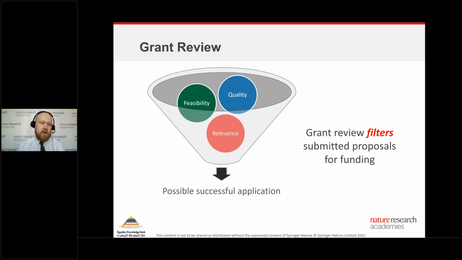So within a grant review, they'll be assessing various different aspects of a project. They'll be assessing the quality of the proposal, the feasibility of the proposal, how relevant the proposal is to the research community. So the reviewers really are acting as a filter, and only the proposals that have all of the relevant attributes will make it through to successful funding.